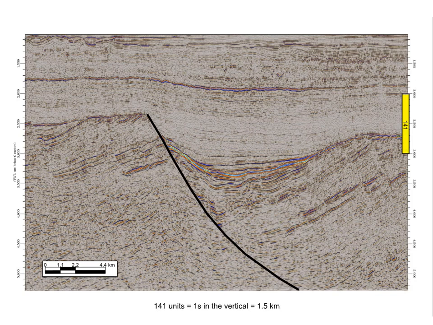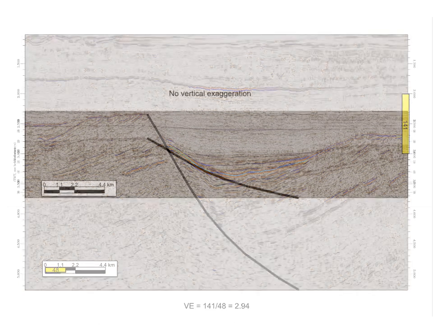1 second is about 141 units in the image. 1.5 km in the horizontal is about 48 units in the image. Therefore, the vertical exaggeration of the section is 141 divided by 48, which is about 3. To display the image without exaggeration, we need to shrink the vertical axis to 1/3 of its length. Like this. This is the section without vertical exaggeration.